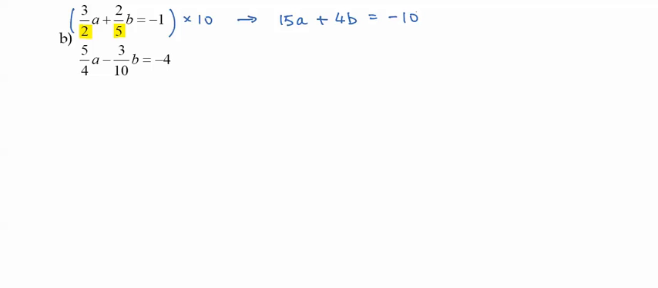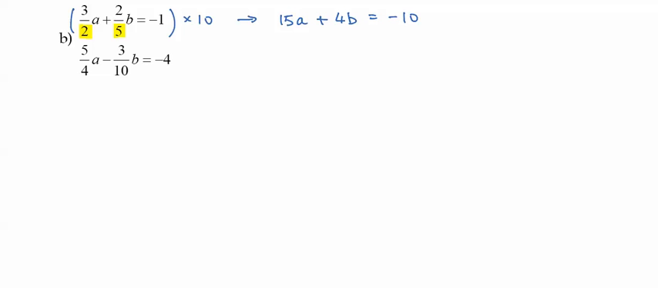When I multiply everything here by 10, the first one, 3 times 10, will give us 30, and 30 divided by 2, that's how I end up with 15. And then for the second one, 2 times 10 will be 20, and 20 divided by 5 gives us 4. And for the last one, negative 1 times 10 will be negative 10. You don't have to go 10 times 3 divided by 2 or 10 times 2 divided by 5 for each of them. You can start to reduce it right away.